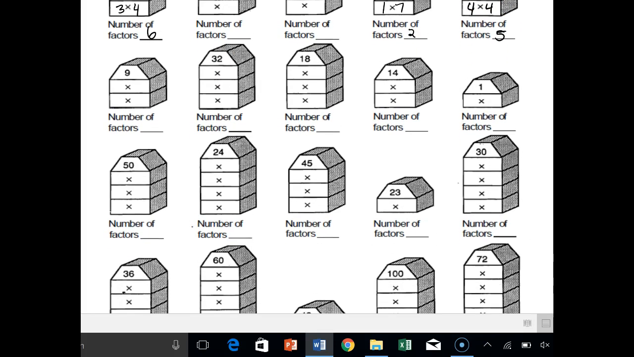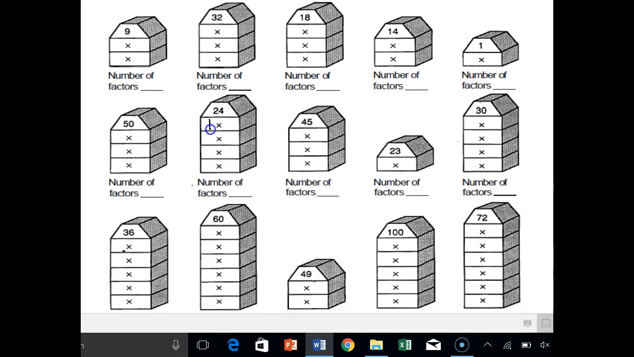Let's go down to something like 24. Factors of 24 are 1 and 24, 2 and 12, 3 and 8, and 4 and 6, right? All these numbers I can multiply together to get 24. So I have 1, 2, 3, 4, 5, 6, 7, 8 different factors.